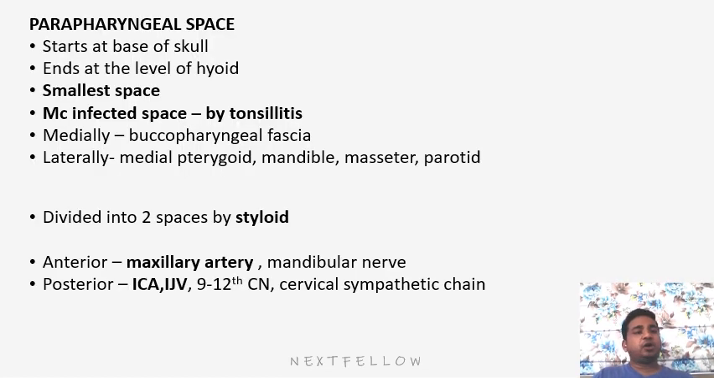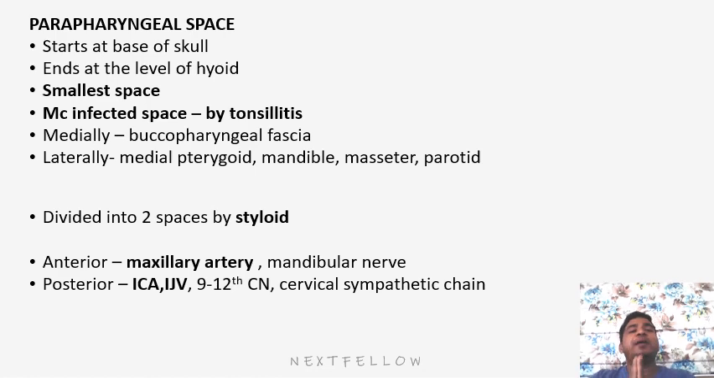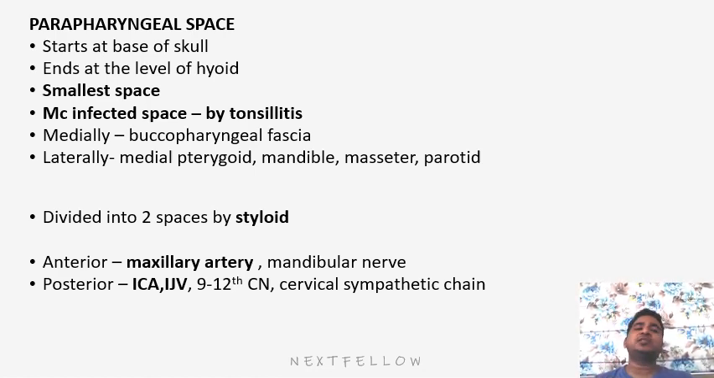Okay, now we talk about the parapharyngeal space, just a little knowledge. It starts at the base of the skull and ends at the level of the hyoid bone. How is it important? The parapharyngeal space is the smallest space and the most common space which is infected by tonsillitis. Don't get confused between quinsy and parapharyngeal abscess. Quinsy is not in a space. We can say it's a space, but if we talk about the parapharyngeal and retropharyngeal spaces, the parapharyngeal space is the most common space infected by tonsillitis.